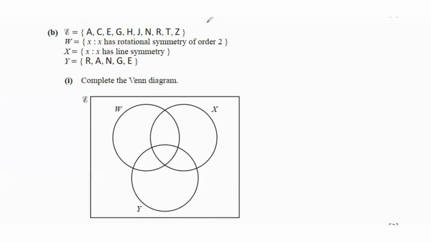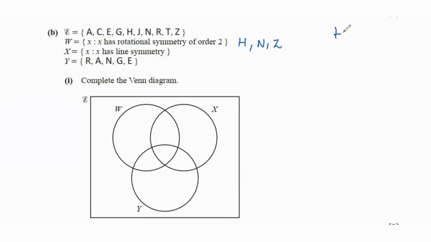Those that have a rotational symmetry of order 2 are going to include H, N, and Z. Why? Because when we rotate these 3 alphabets 2 times, they're going to go back to their original shape. Whereas for the other ones, if you rotate them 2 times, they will not go back to their original shape.